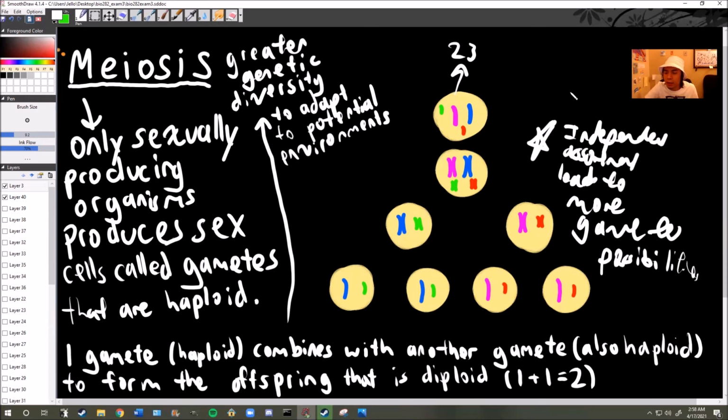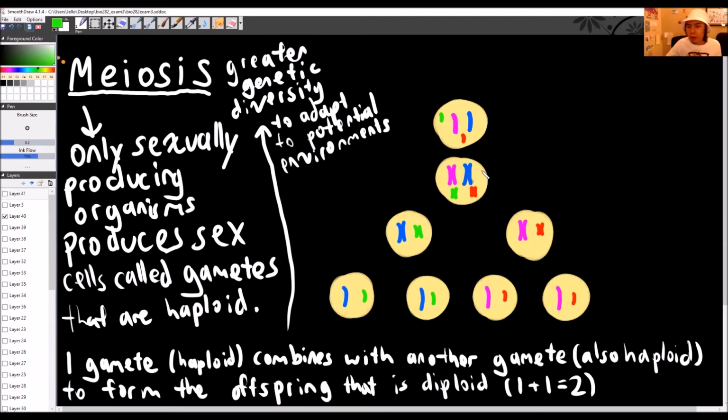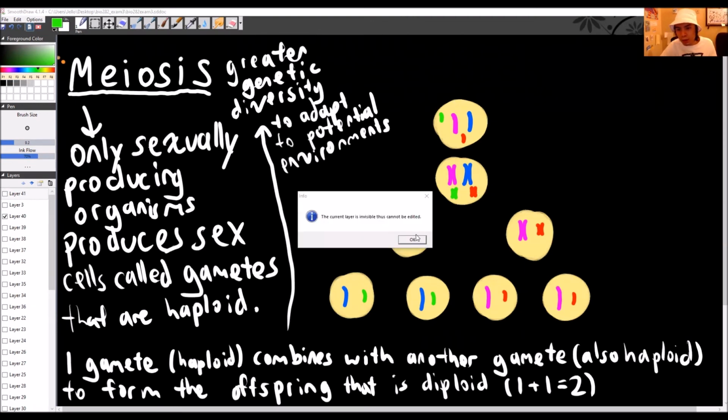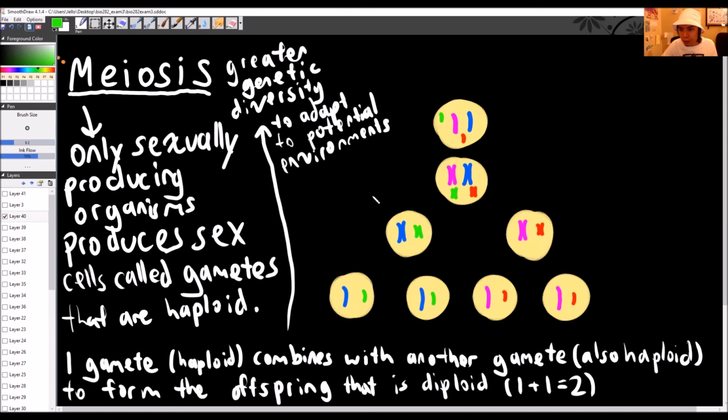But let me just explain this so it's not too much of a cop-out. So independent assortment. If there was not independent assortment, that would mean that certain allele combinations would be more favorable and more common. And because it's less random, that means you ultimately have fewer gamete possibilities. All right, one more thing to cover. So in meiosis, there is an important step called prophase 1. What is important about it is that the homologous chromosomes will line up with each other and then they'll swap DNA.